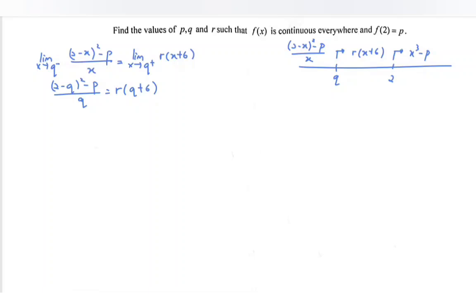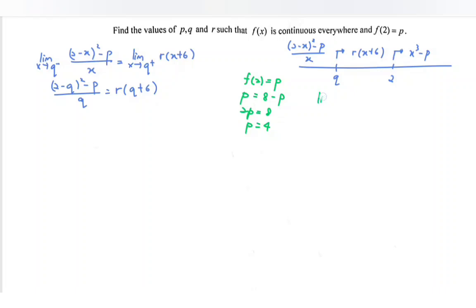Next, let's focus on the 2 first. So as we all know, f(2) equals p. Then focus on the situation. If we substitute the 2, then we will have p equals 8 minus p. So 2p equals 8, p equals 4. So that is the value, p equals 4.